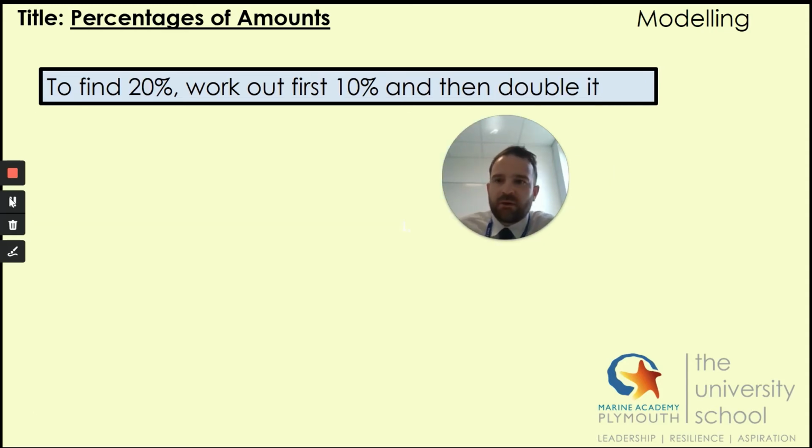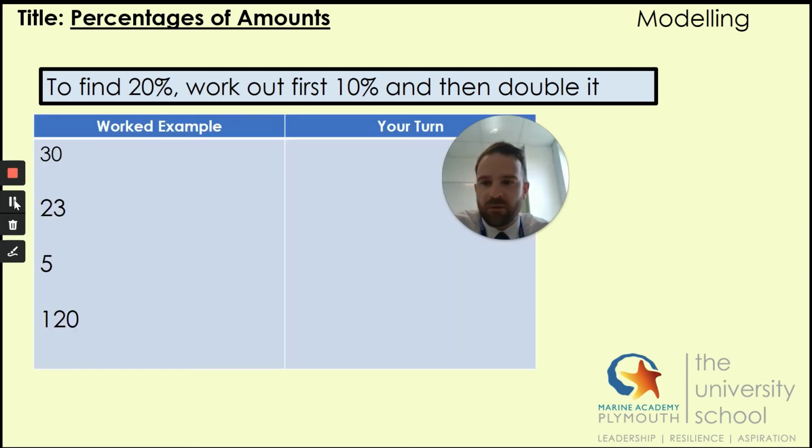And now we're going to move on to finding 20%. So we've done 10%, we've done 5%. Now we are finding 20% of a number. So our key bit of information is to find 20%, we first need to work out our 10% and then we double our answer. So pause the video now and give yourself a bit of time to write down that key message. Well done. Okay, so again, I'm going to work through 4 worked examples.